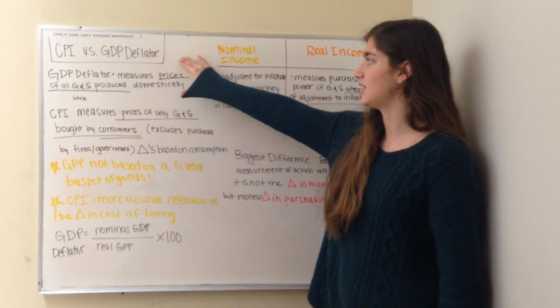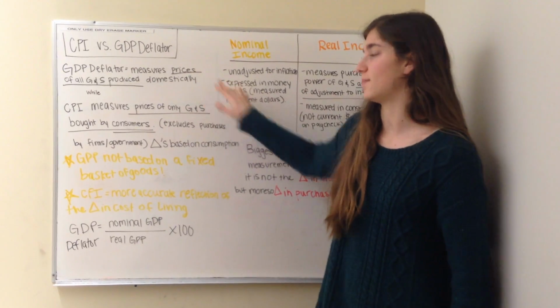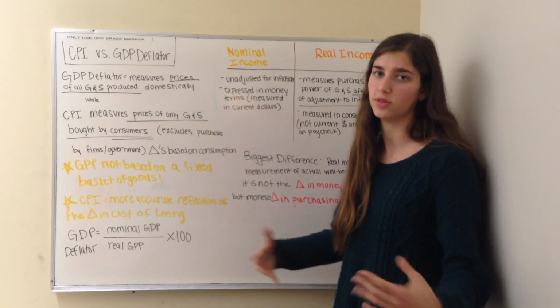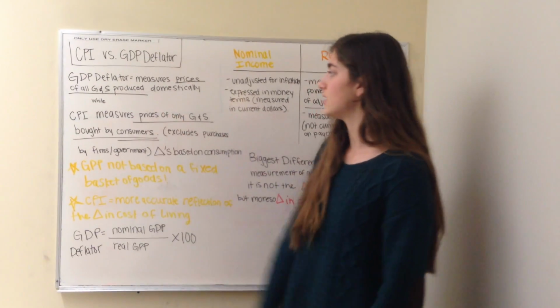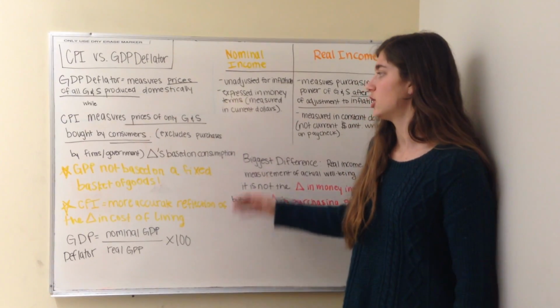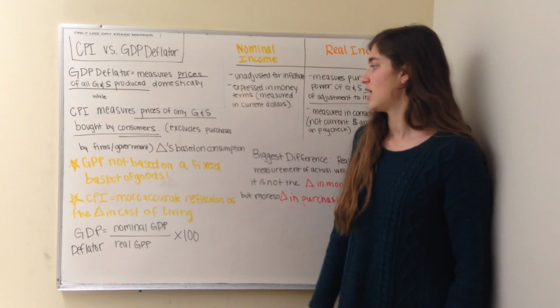So next we have the CPI versus GDP deflator. As we know, the GDP deflator measures the prices of all goods and services produced domestically, so within the United States, while the CPI measures the prices of only goods and services bought by consumers. So this excludes both purchases by firms and governments.